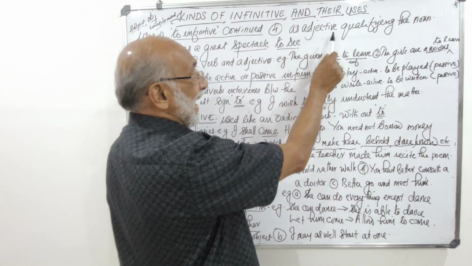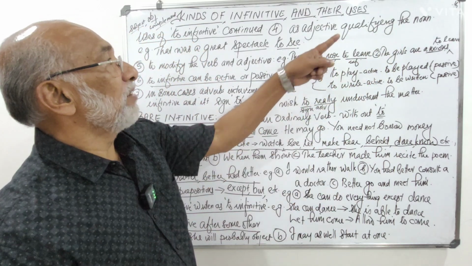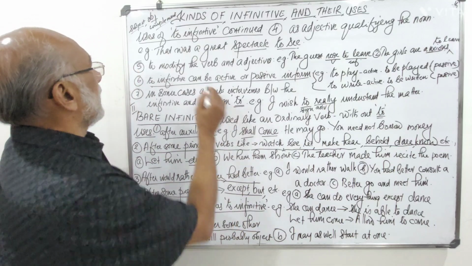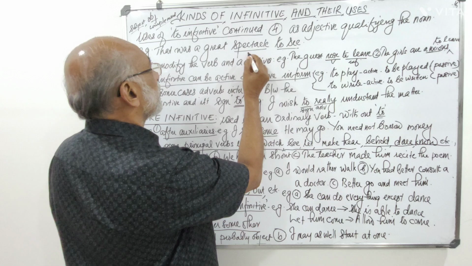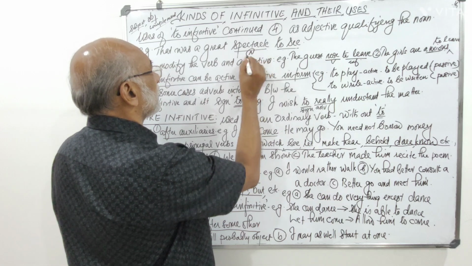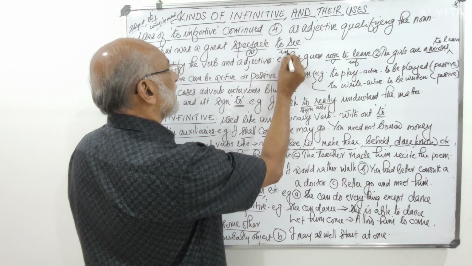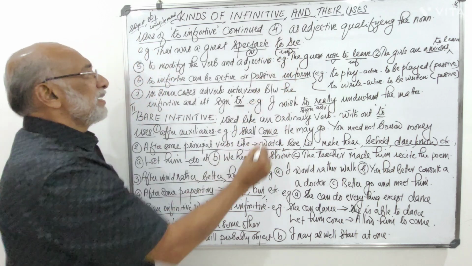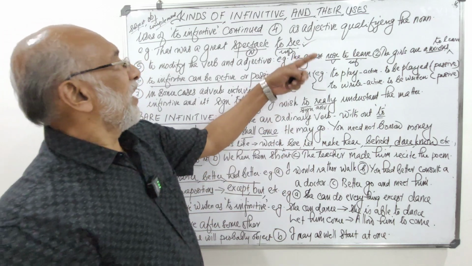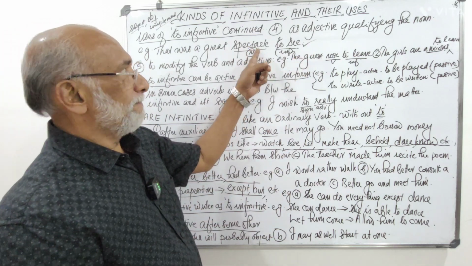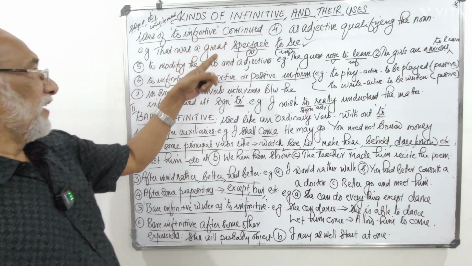They can be used as adjective qualifying the noun. See the example. That was a great spectacle to see. You know, spectacle is a noun, and to see is the infinitive. And here, this infinitive is used to qualify the noun spectacle. So that is the fourth use of the to-infinitive.